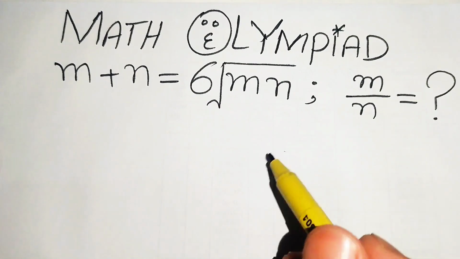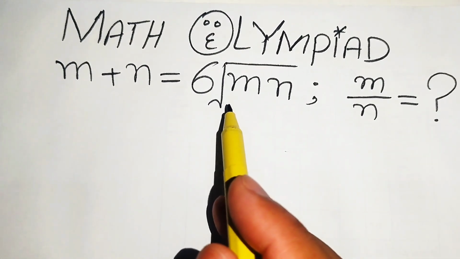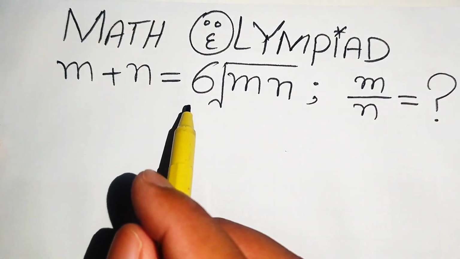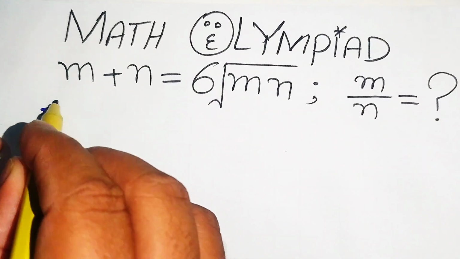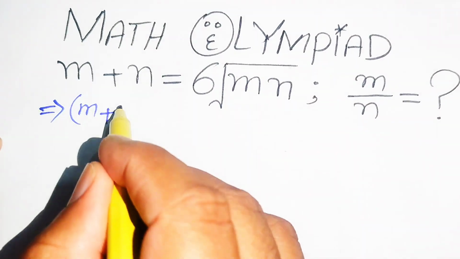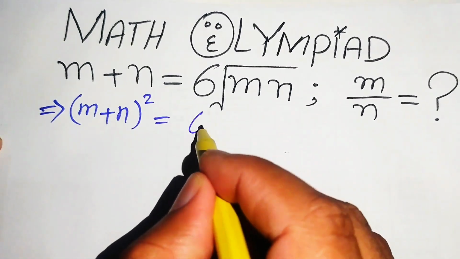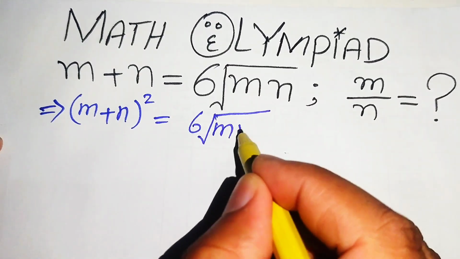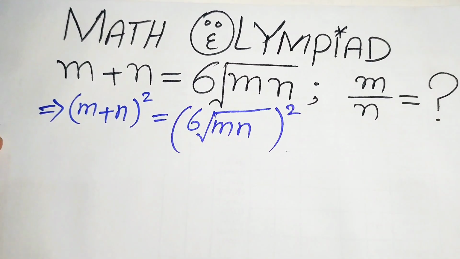The very first step is to remove this radical or square root sign, so we need to take the square on both sides of this equation. When we take the square, it will be written as (m plus n) whole square equals (6 times the square root of m times n) whole square.